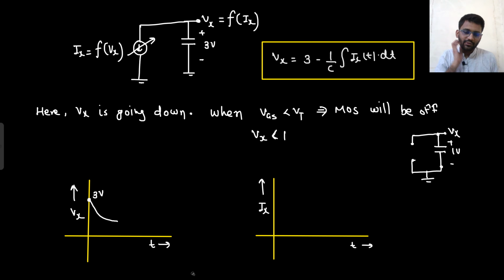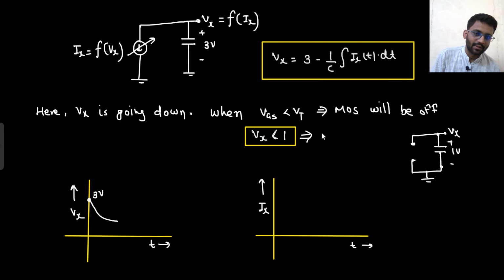Understood this point? This is actually a very important point which is often asked in the GATE examination. What is the minimum value of Vx? It will discharge till 1 volt only. If Vx is less than 1 volt, there is no current. And if there is no current, that means no further discharging.